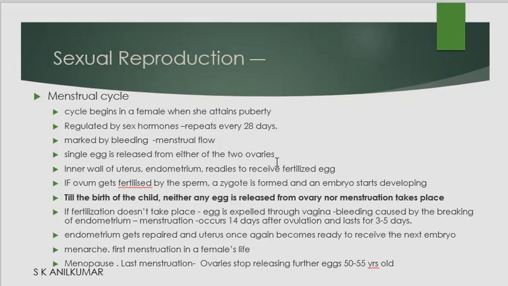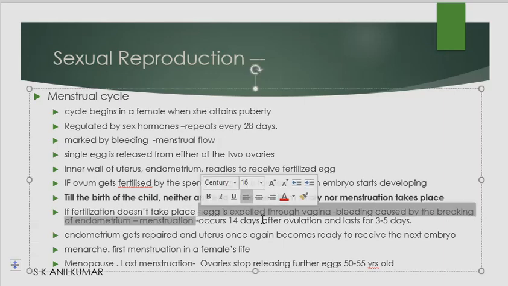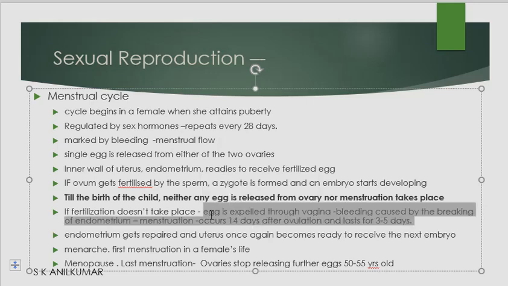First a single egg is released by the ovaries, and if fertilization happens, the embryo starts developing. If it does not happen, the egg is expelled through the vagina. Bleeding is caused by the breaking of the endometrium. Menstruation occurs 14 days after ovulation and lasts for 5 days. After this, the endometrium, which ruptured, gets repaired and becomes ready to receive the next embryo. By around day 28, the next cycle begins and a single egg is again released.